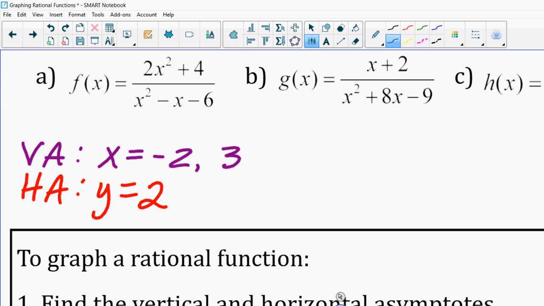Now the last thing is zeros. And remember, zeros and x-intercepts mean the same thing. When do you have a 0 or an x-intercept? Look back in your notes, right above the box on the previous page. When do you have an x-intercept or a 0? When the what? No. Numerator. When the numerator is 0. Denominator is 0 gives you a vertical asymptote. Numerator is 0 gives you a 0 or an x-intercept.